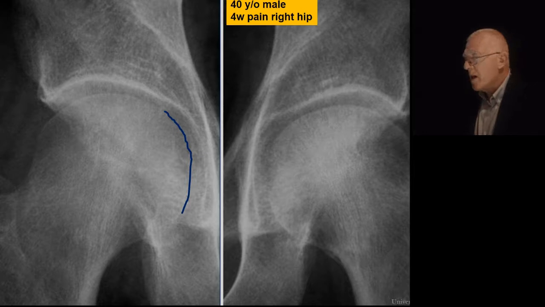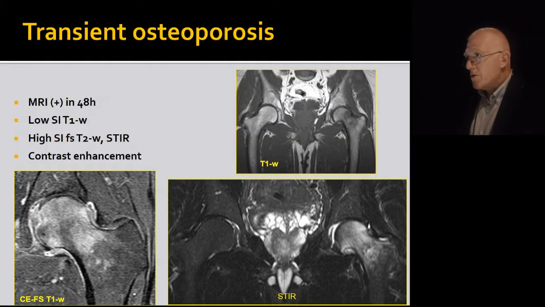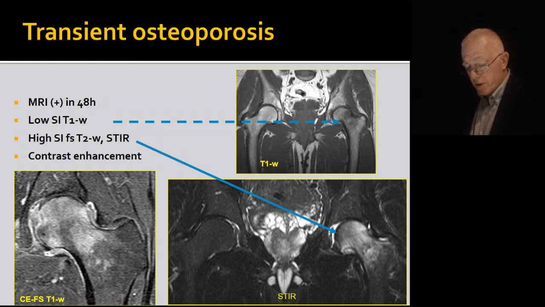On the other hand, MR imaging shows very nicely the bone marrow edema very quickly after the onset of symptoms. We believe in a few hours, but in most cases, after 48 hours, the bone marrow edema is obvious, and it's demonstrated with low signal on T1, high signal on fat-suppressed images, and homogeneous enhancement after gadolinium injection.